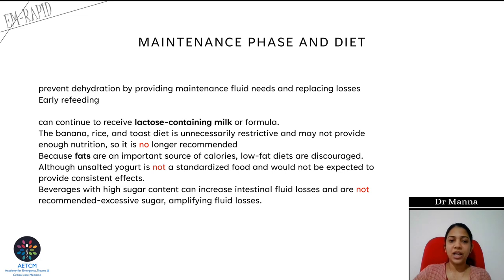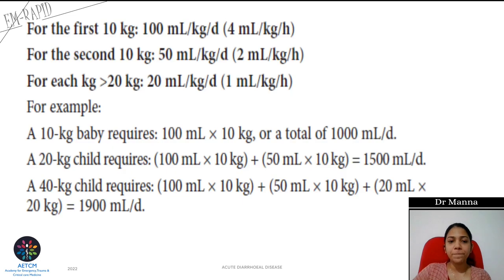And some food items like toast will not have much nutrition, so they are not recommended. Unsalted yogurt also will not contain much nutrition for the child, so those should be avoided. And high sugar containing beverages should be avoided. So this is the maintenance fluid as per the Holliday-Segar formula.